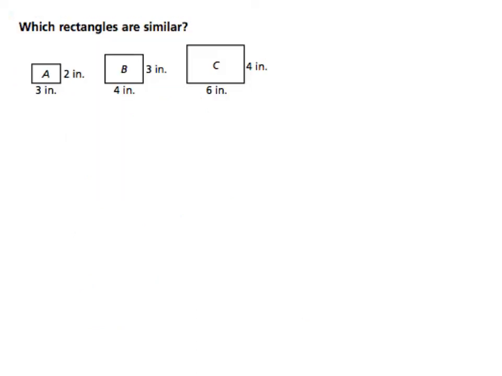Here's our last example, and it's asking us to find which rectangles are similar. So we need to start with two ratios because we know that two ratios create a proportion. So I'm first going to start by comparing to see if A equals B. So what I'm going to do is I'm going to create a ratio. I'm going to start with the 2 over 3. Now if I start with this, I have to figure out which side corresponds in B. And that would be 3. So I'm going to do 3 over 4.